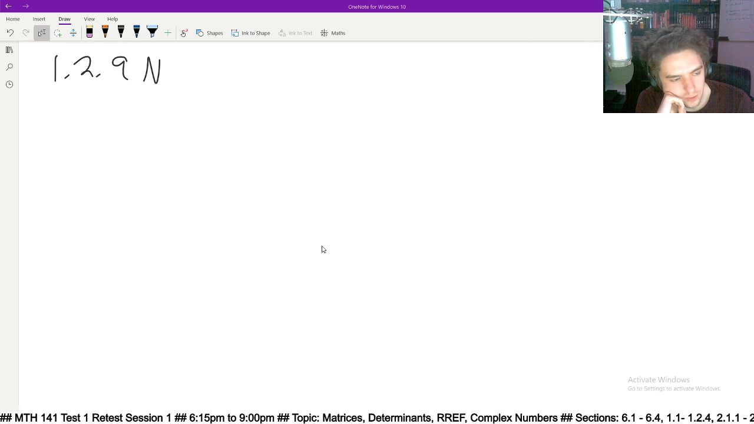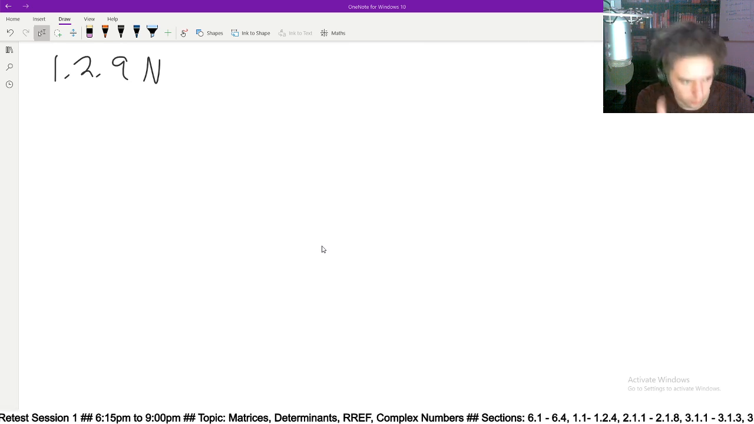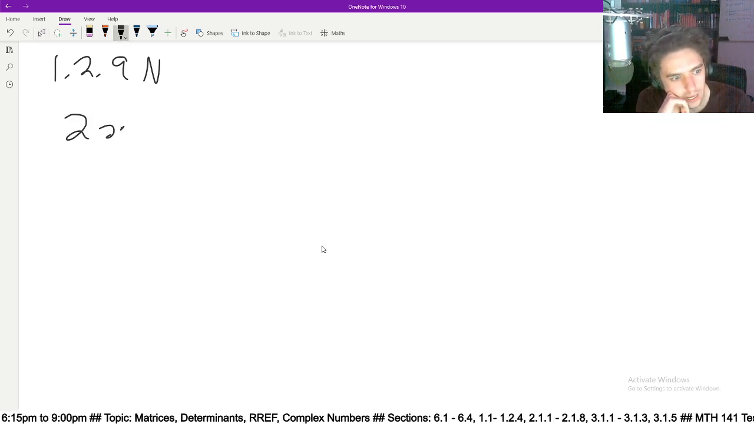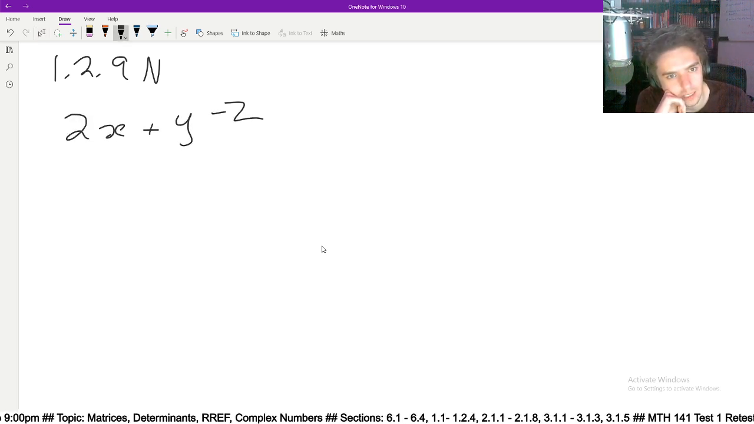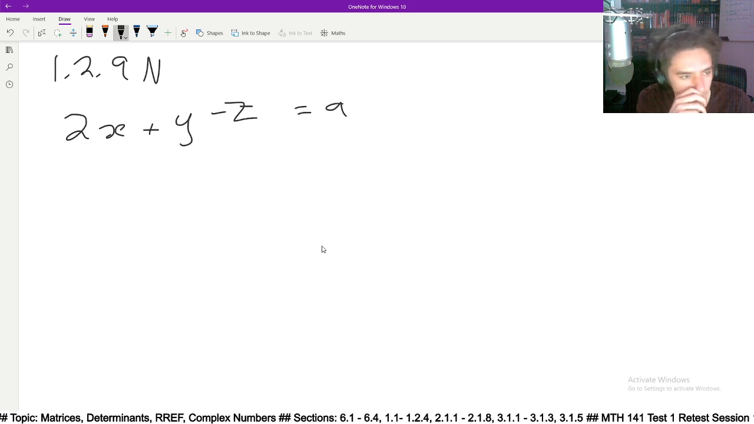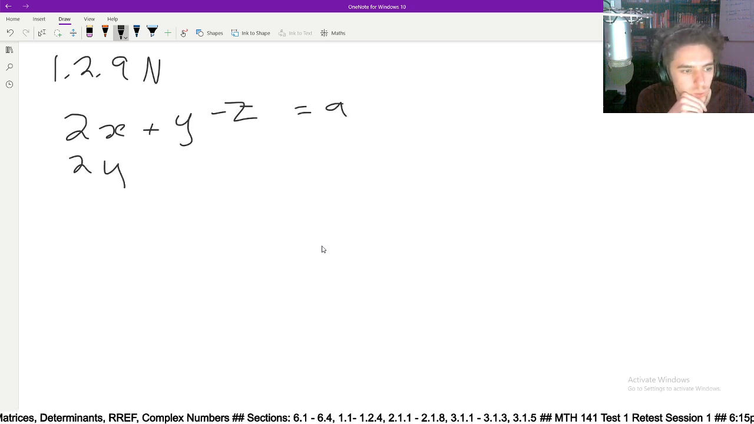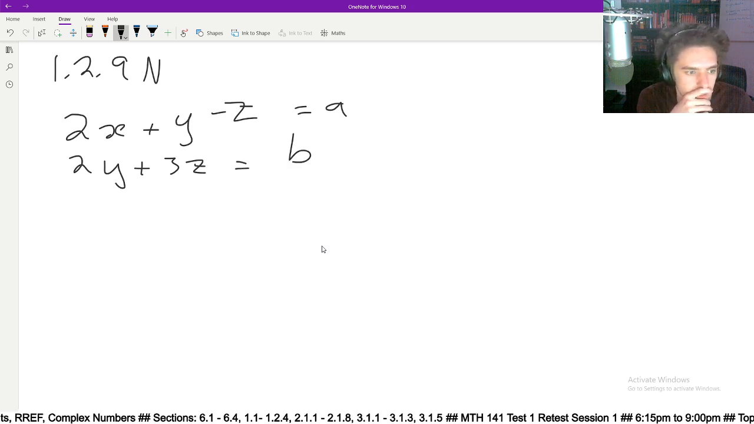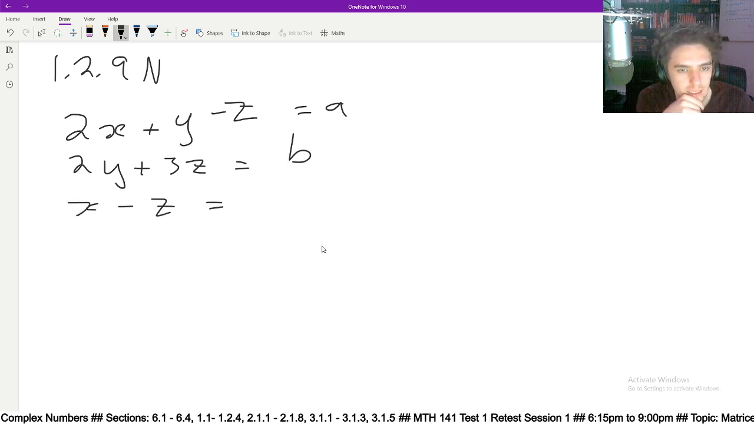Okay. So in each of the following, if possible, find A, B, and C such that the system has no solutions, one solution, infinitely many solutions. So 2x plus y minus z equals A. 2y plus 3z equals B. x minus z equals C.